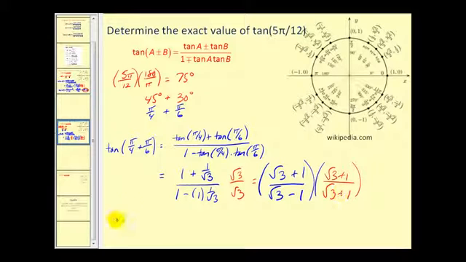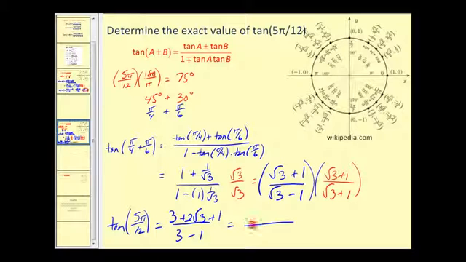So again, what we have is the tangent of this sum, which originally was 5 pi over 12, is equal to, let's start with the denominator. Multiplying this out, we'll have 3 plus square root 3 minus square root 3, and then minus 1. In the numerator, we're going to have 3 plus square root 3 plus square root 3. That's 2 square root 3. And then 1 times 1 plus 1.